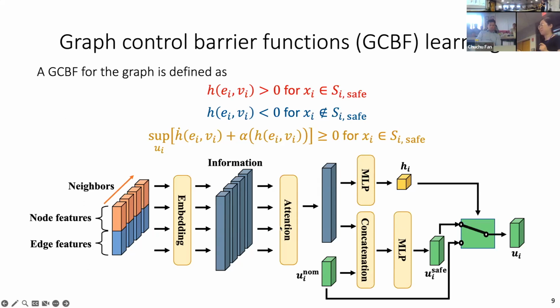So what is h exactly? Is it a vector? No, h is a scalar value. h will take in the features of your neighbors and produce a scalar value that's positive when you're safe and negative when you're unsafe. So the entire network is now the barrier function? Yes, the upper part is the barrier function. The lower part will become your controller.